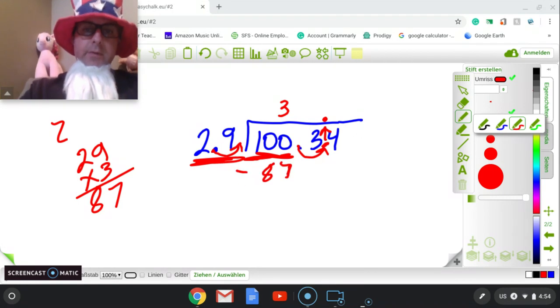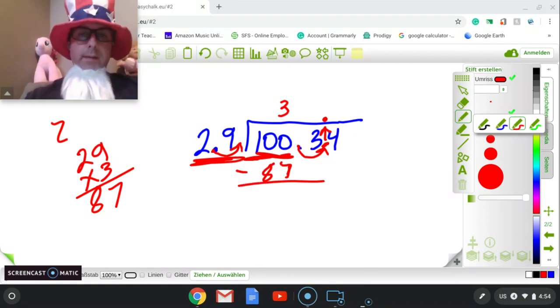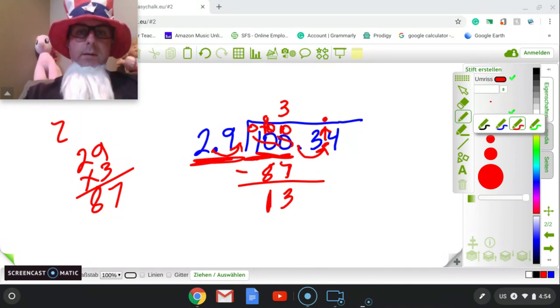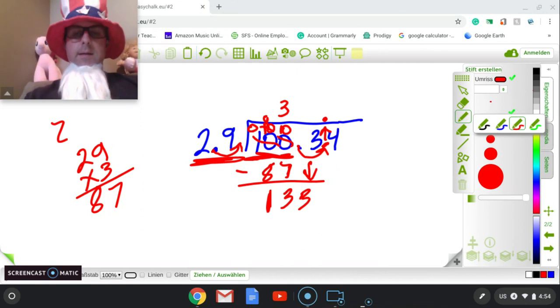And then I'm going to subtract it. Some of you all already know the answer. The rest of us will regroup it. We're going to change our 1 to a 0 and our 0 to a 10. And then our 10 is going to become a 9, which makes this a 10. So we have 10 minus 7 is 3. And then 9 minus 8 is 1, which is 13. And now I'm going to bring down my 3.